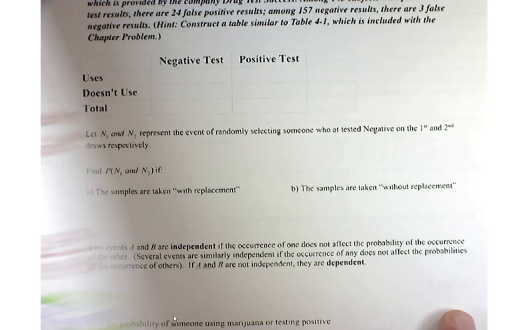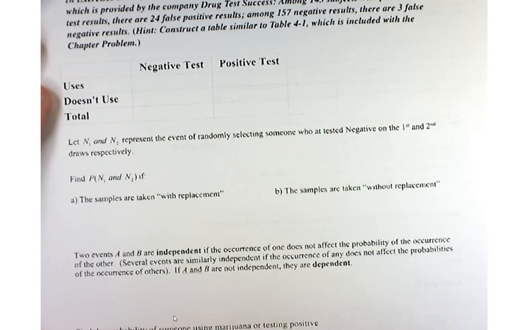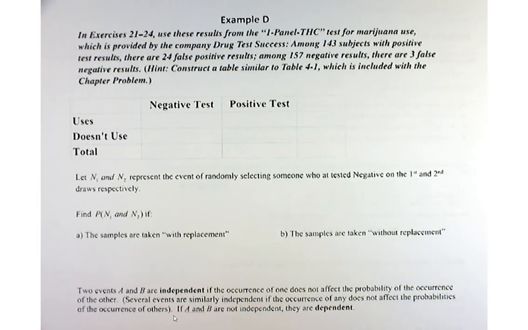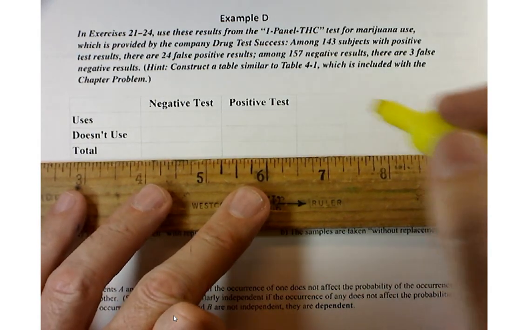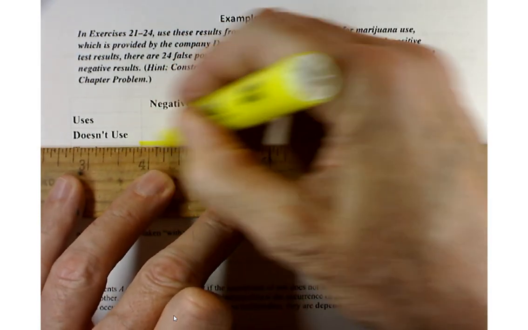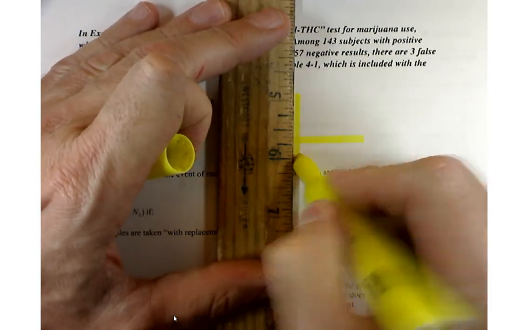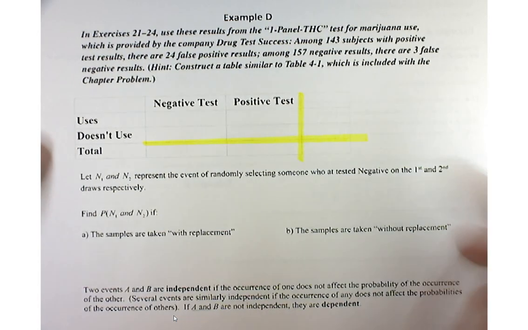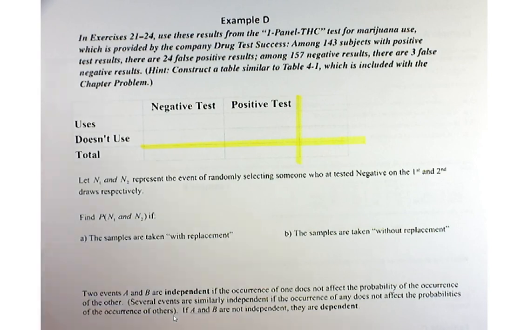All right, let's do an example like what you're going to see in your homework. I gave you this table, but this time I didn't fill it in, because you're going to have to fill in a table like this for yourself. So let's see if we can do that. It talks about the results from a one-panel THC test for marijuana use, which maybe they should update, because it's increasingly legal all over the place. But they don't tell you exactly how to put in the numbers, so you're going to have to think through this carefully.